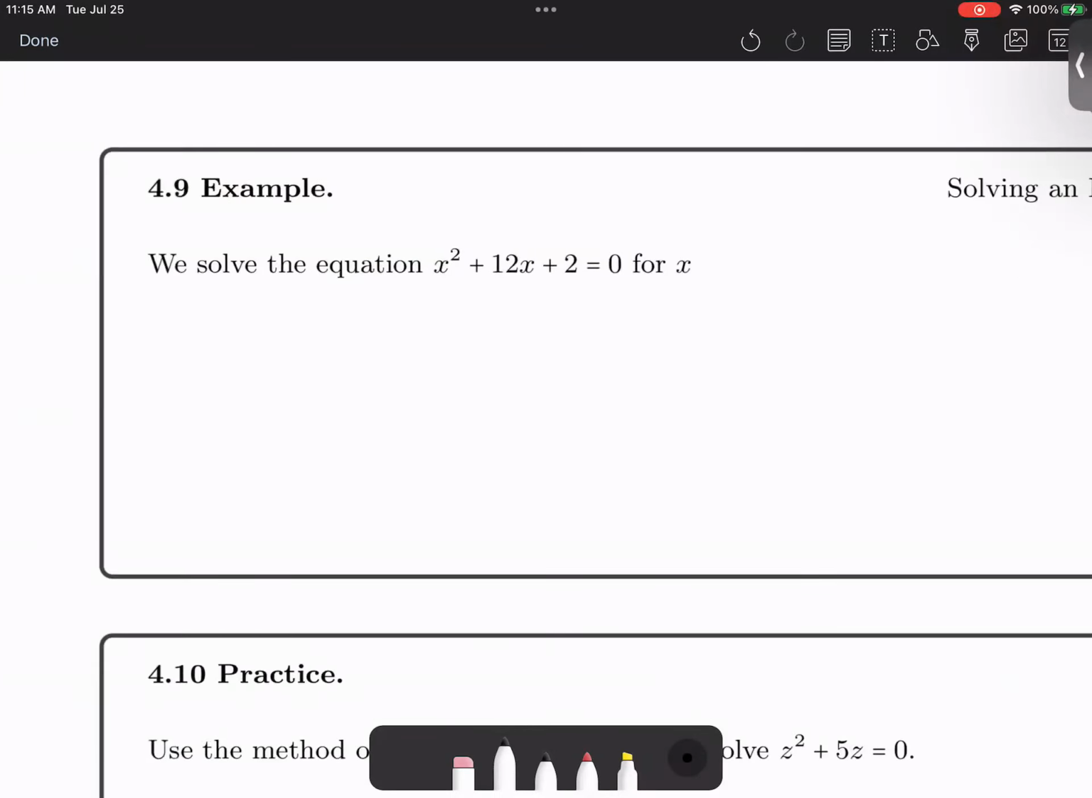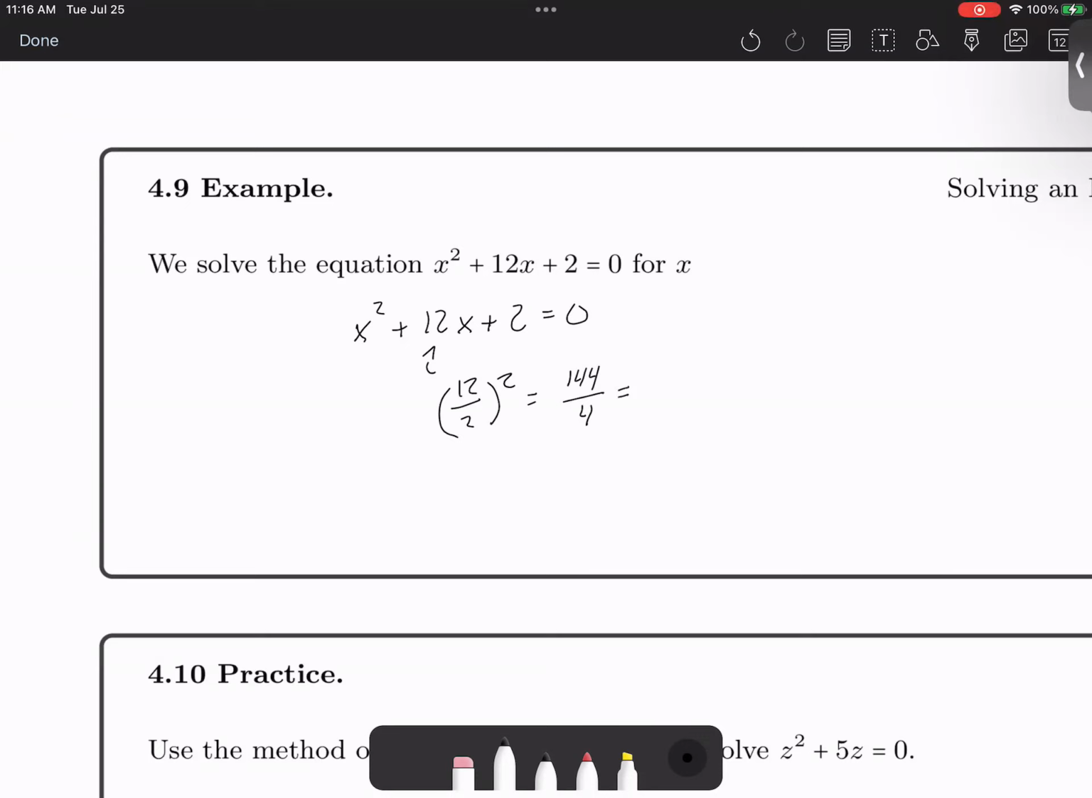But let's use the completing the square method. So I'm just going to first write down the equation again. x squared plus 12x plus 2 is equal to 0. And that method of completing the square is I take this linear term, 12, I cut it in half, and I square it, and then that's what I need to add. So this is going to be 144 over 4.